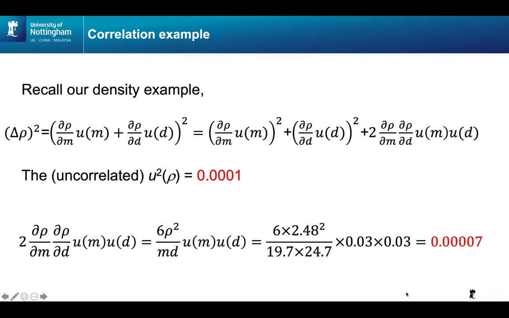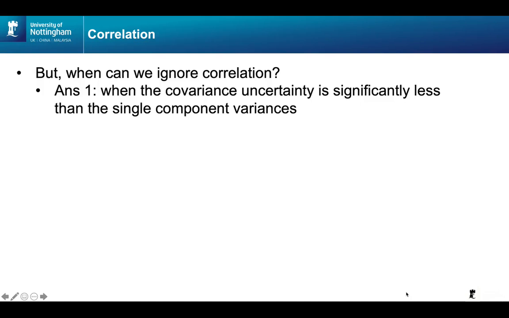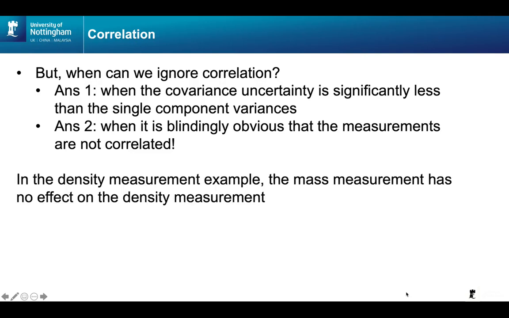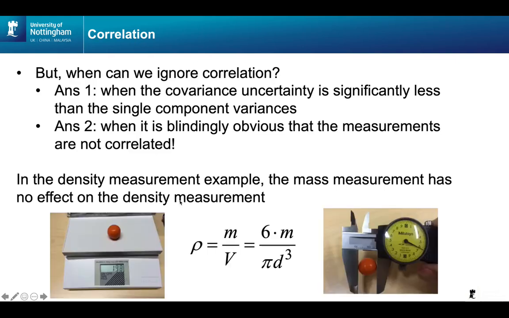I think if we didn't know from the physics of the situation that this was uncorrelated, then I would consider adding that correlation term in. So we said that the answer was when the covariance uncertainty is significantly less than the single value, but also when it is blindingly obvious that the measurements are not correlated, then we don't need to consider it. So in the density measurement, the mass has no effect on the, that should say diameter there, not density measurement.